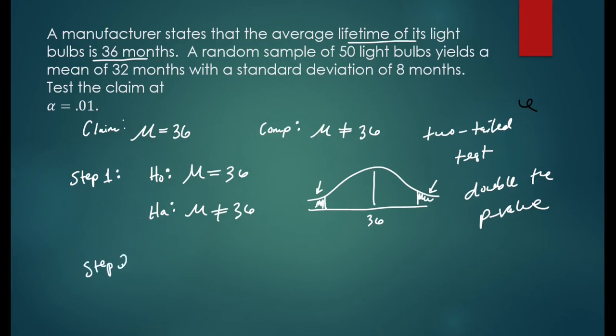Step 2, we're going to state alpha. Alpha is equal to 0.01, and alpha is always given for a hypothesis test.